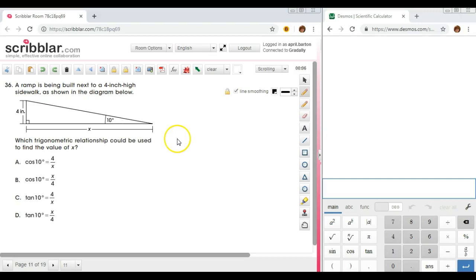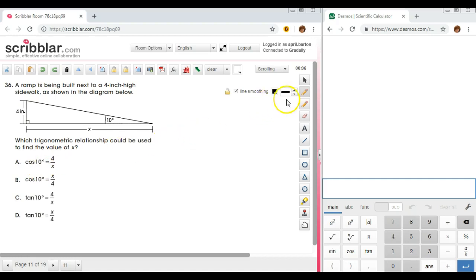This video will cover the 2009 Math Released OGT tests, problems 36 through 40. So problem 36: a ramp is being built next to a 4-inch high sidewalk as shown in the diagram below. Which trigonometric relationship could be used to find the value of x?